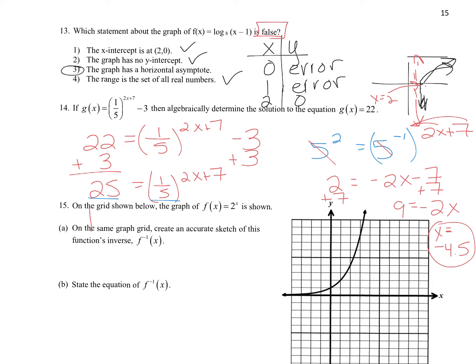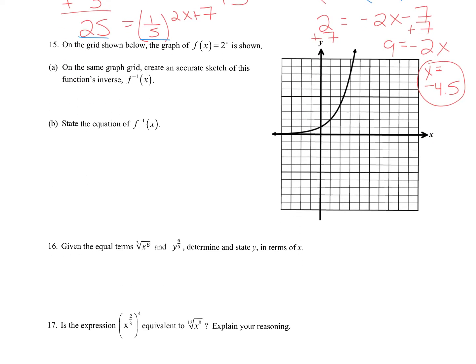So the next one we have a graph. Also something you could do on your calculator. We'll talk about how to do it by hand as well though. So it says on the grid below, the graph of f of x equals 2 to the x is shown. So on the same graph grid, create an accurate sketch of the function's inverse. Now to find the inverse, all we have to do is take points on the function and switch the x and y. So here's the point 0, 1. So we're going to graph the point 1, 0. Here is the point 2, 4. So we're going to graph the point 4, 2. Notice I'm not negating anything, the signs stay the same.